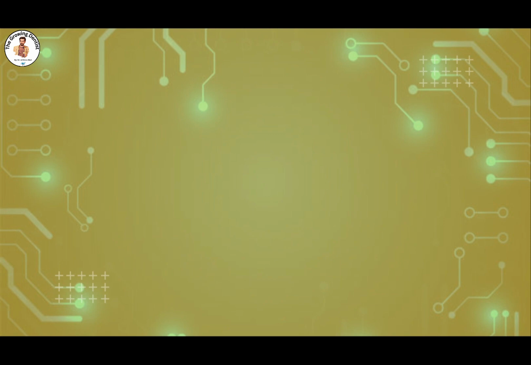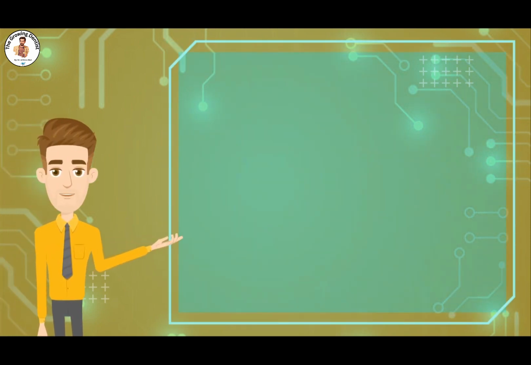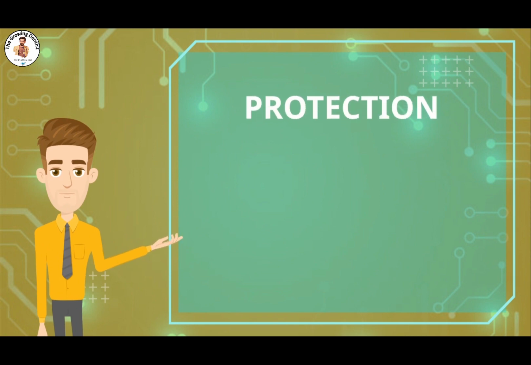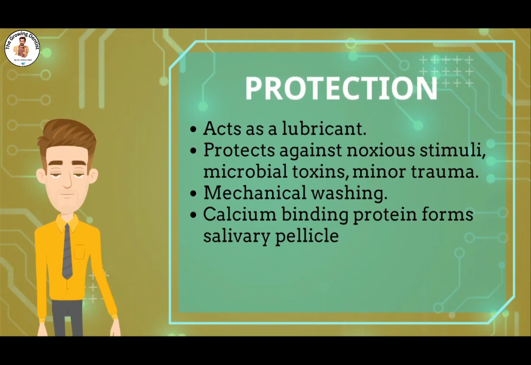Saliva is a lubricant. It protects against noxious stimuli, microbial toxins, and minor trauma. Mechanical washing action flushes away bacteria, cellular debris and sugars. Calcium-binding proteins are present and they form the salivary pellicle, which behaves as a protective membrane.